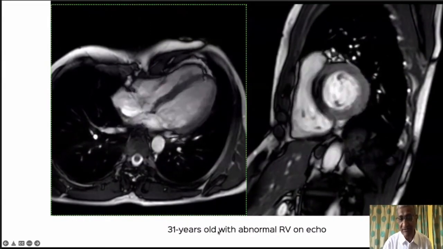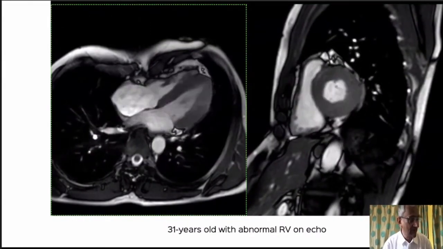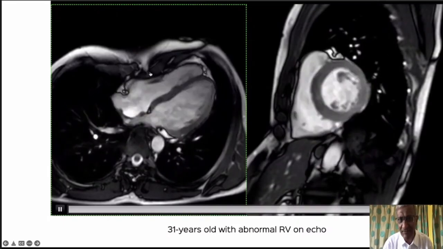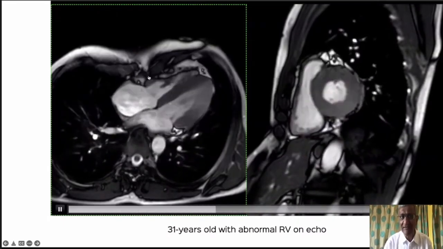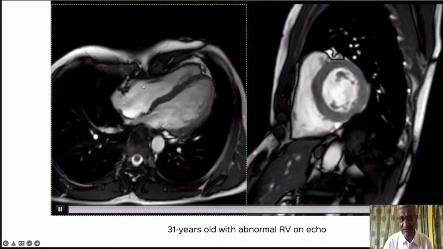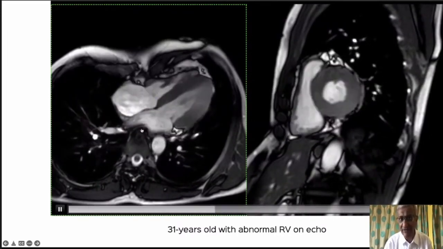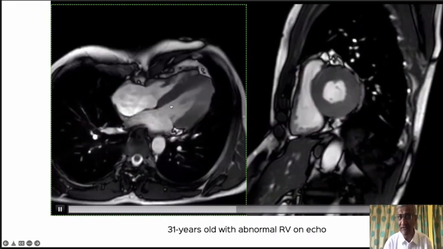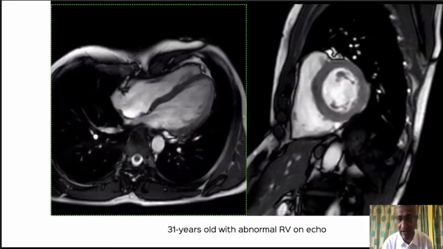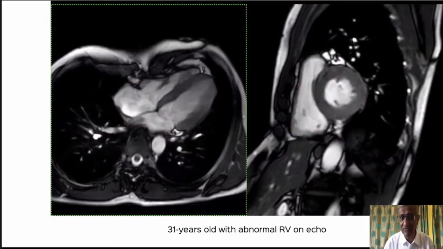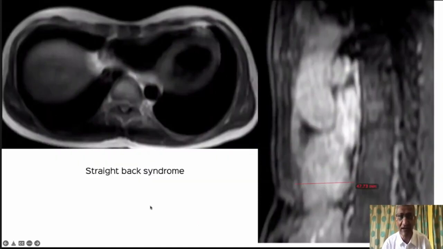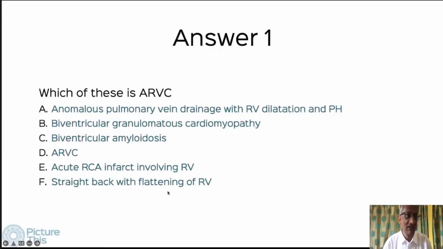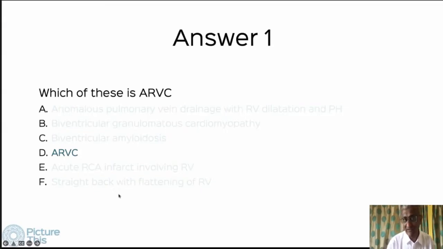And lastly, this patient, a 31-year-old with abnormal RV on echo, you can see that there is an abnormality of the xiphisternum. This patient had a pectus abnormality with a straight back morphology. You can see that the anteroposterior diameter is reduced, and these often cause flattening of the RV that can sometimes look abnormal on echo. And once in a while, maybe once or twice a year, these patients get referred for evaluation of RV pathology. There's really nothing here. It's just absolutely normal. So these were the 6 options that we had, and of these, D was ARVC.